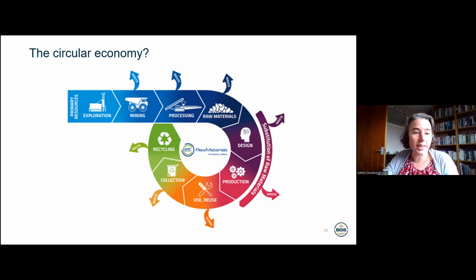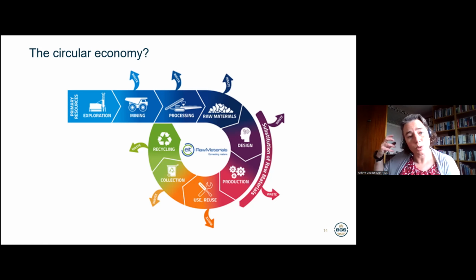And you can see that you need to start, obviously, with primary resources, which you have to mine, you process them, and then they get manufactured into something, and then they get reused or recycled eventually, and they go back into that circular economy again. But you can also see that there's a lot of points at which there is waste.